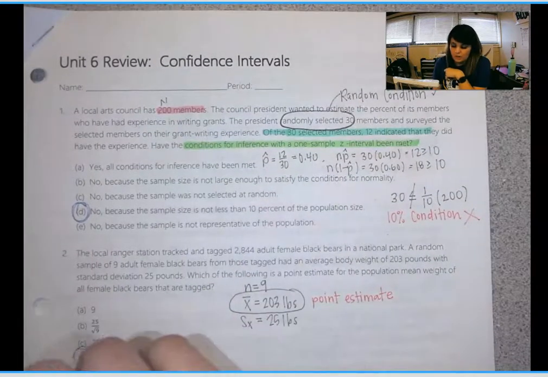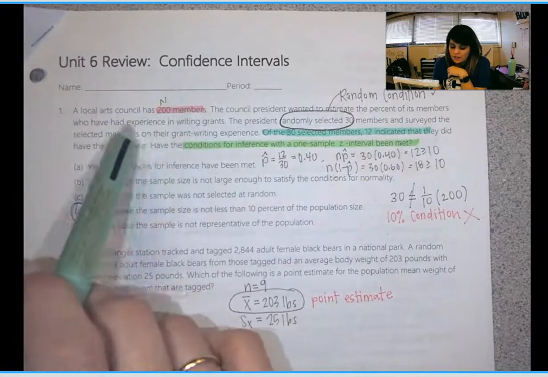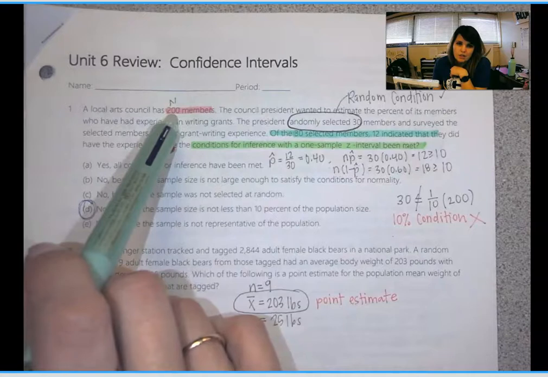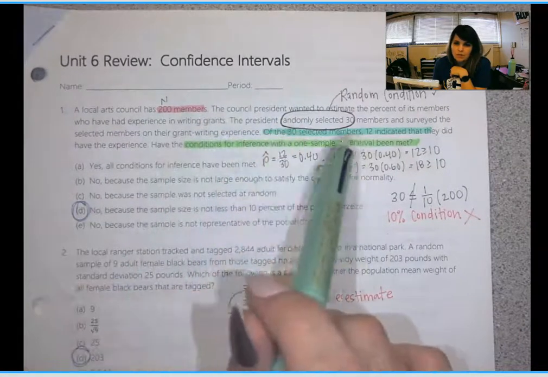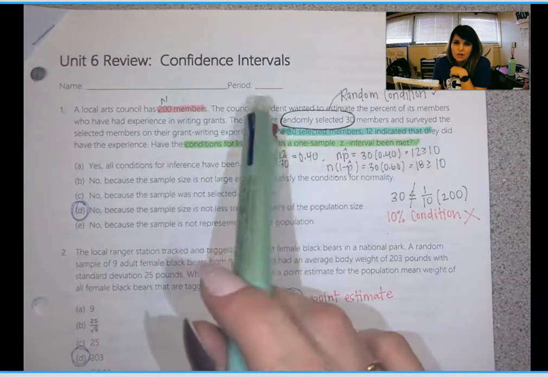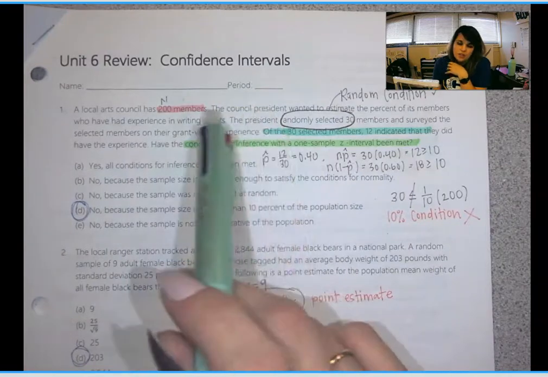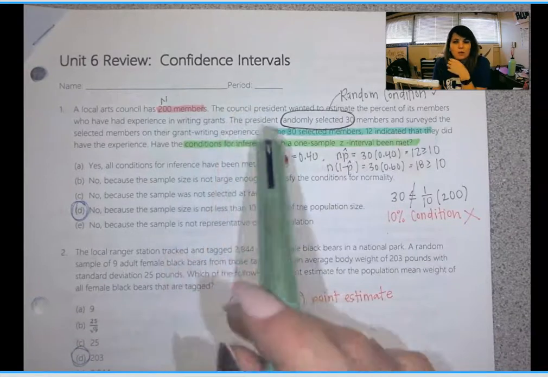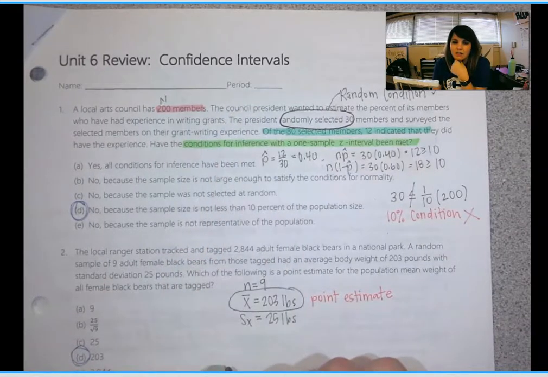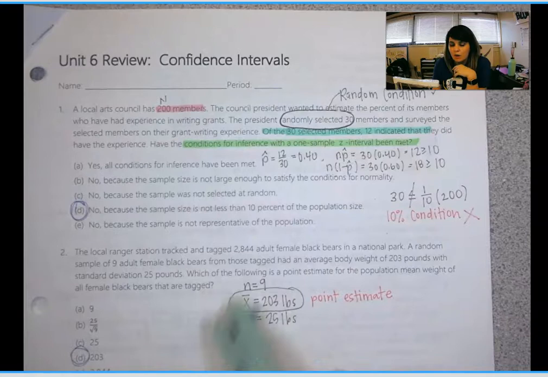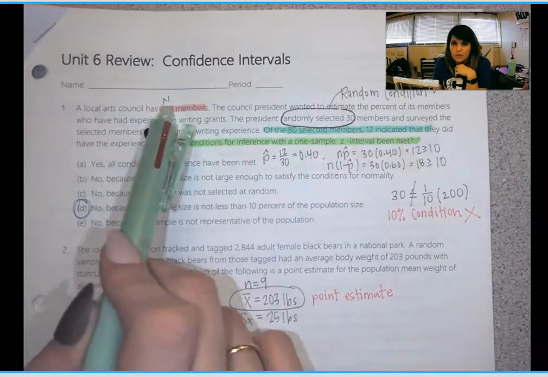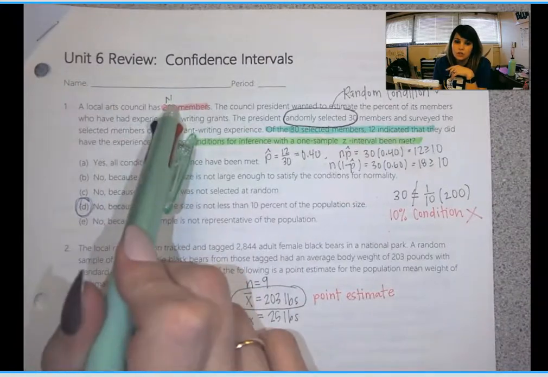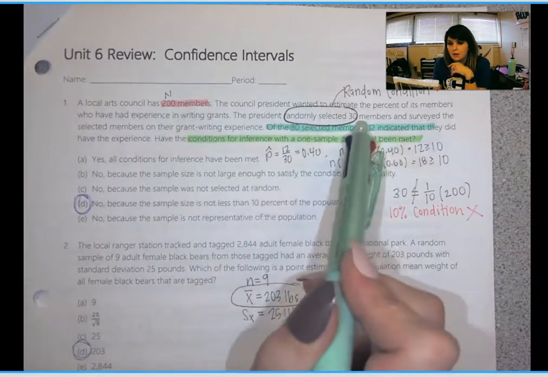One other thing that might be helpful to mention on this is that I know that 200 is the population number because of the information that they give me down here, actually right next to my population number. It's telling us that the council president wanted to estimate the percent of its members that have experience writing grants, but then starts by telling you how many members the council has. So of the 200 members, he samples 30.